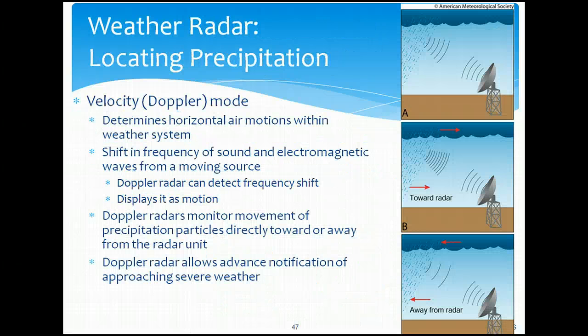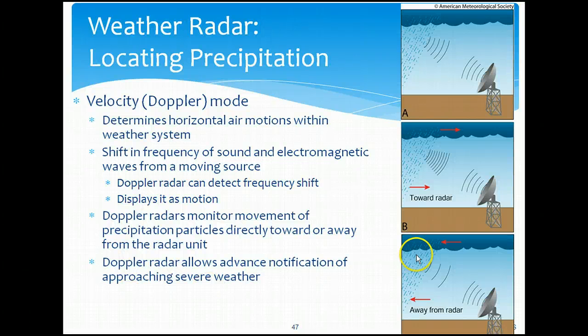The Doppler effect refers to a shift in the frequency of sound waves or electromagnetic waves, in the case of our radar, emanating from a moving source. For example, the pitch or frequency of a train whistle sounds higher as a train approaches and drops off as a train pulls away.